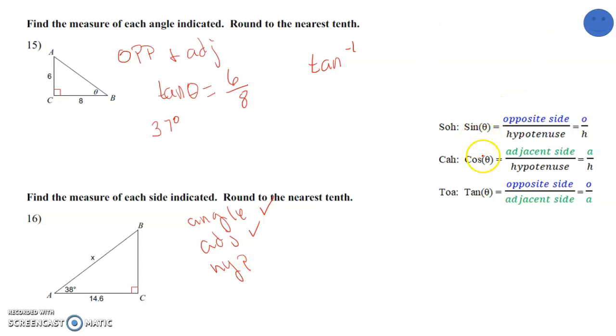So I'm going to come over here and use cosine. So cosine of 38 equals adjacent, which is 14.6 over x. All right, on this one right here, you'll multiply both sides by x. x cosine 38 equals 14.6. Then you'll divide by cosine 38.